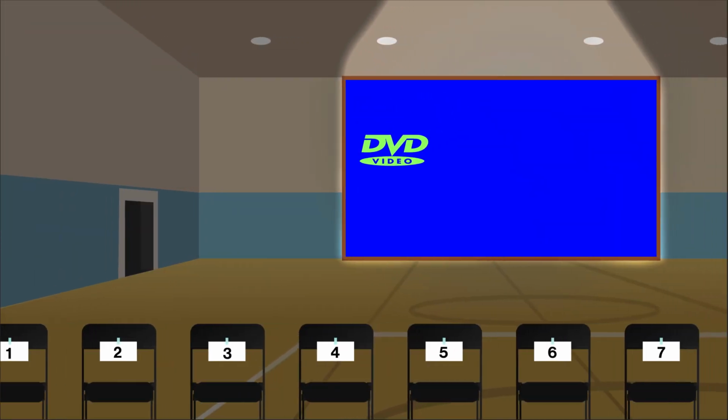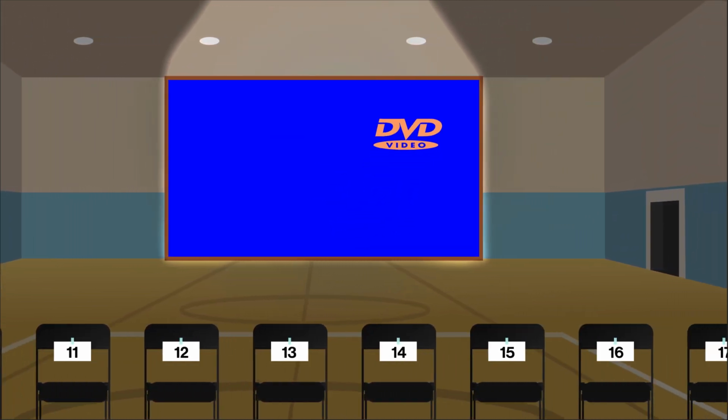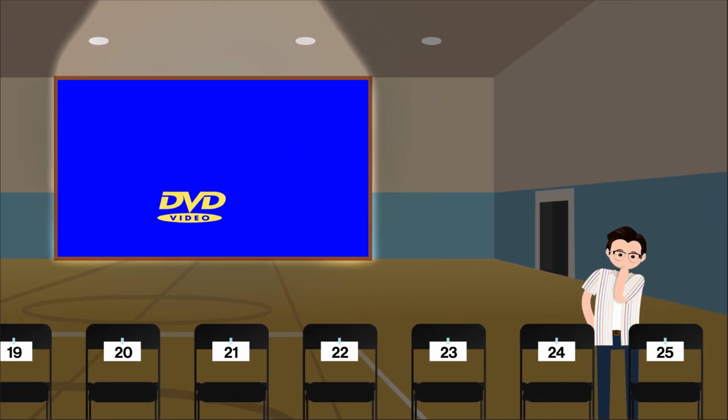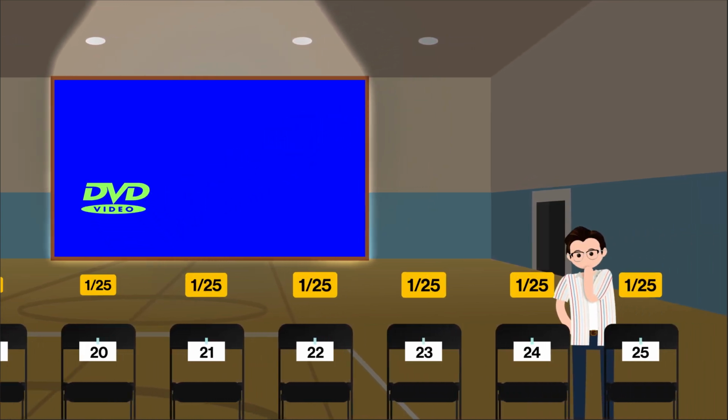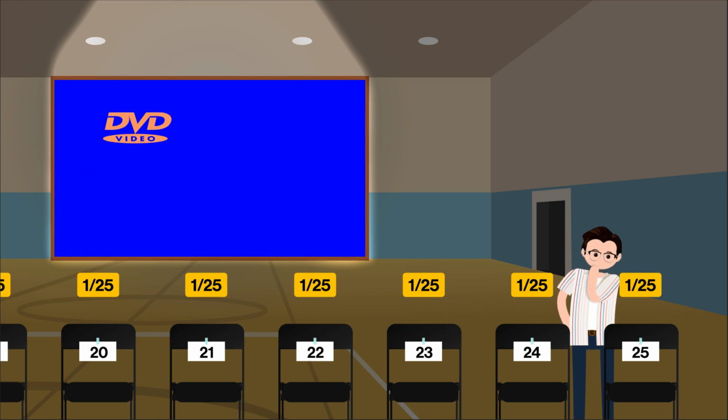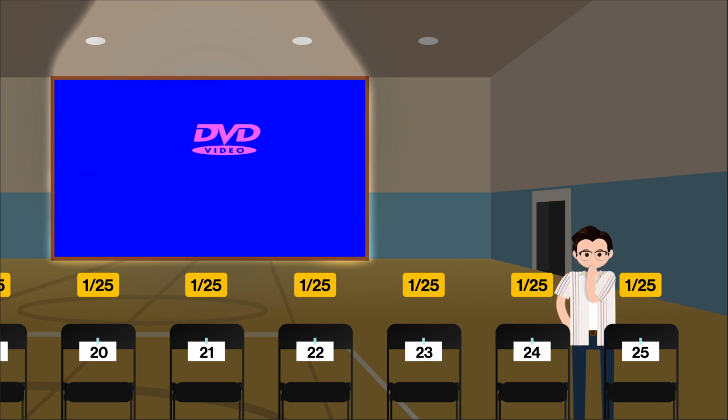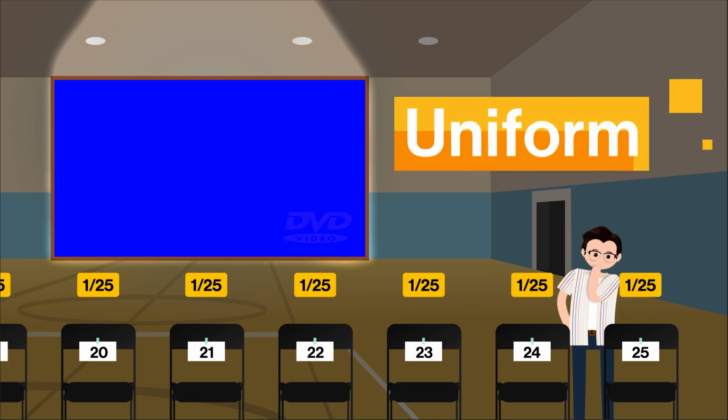Let's say you're at a movie screening and there's 25 chairs lined up in a straight row, and no matter which seat you choose, you'll be able to see the entire screen easily. The probability of you choosing any one of those chairs is 1 out of 25, or 4%, because you have 25 equally good options and you can only choose one at a time. That means the probabilities are uniform, constant.